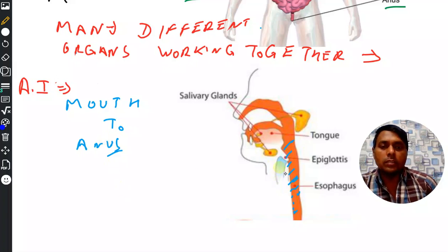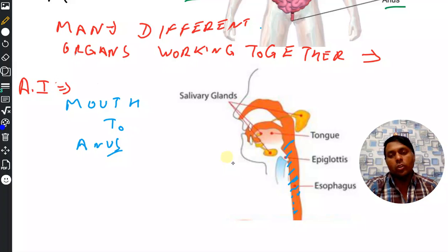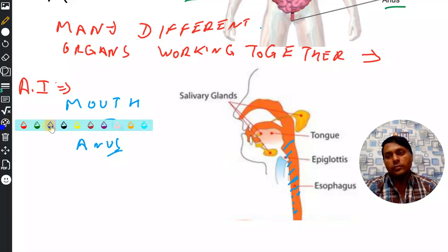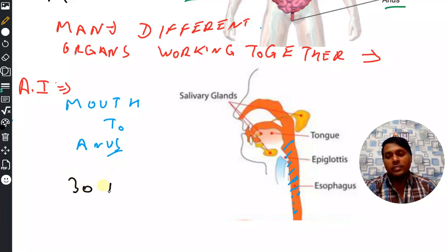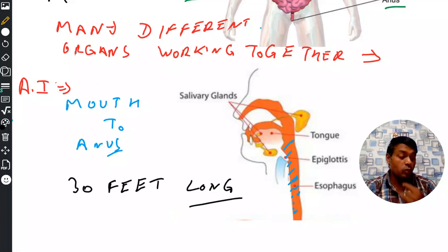The next question is how long it is. Do you know it? Any guesses? Yes, it is 30 feet. In an adult we can say it is 30 feet long. 30 feet is very long, right?